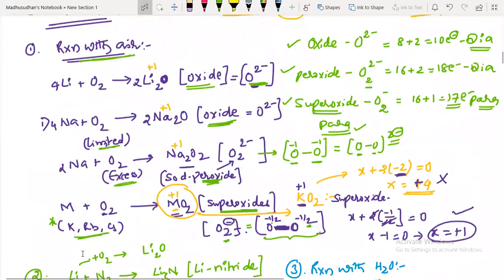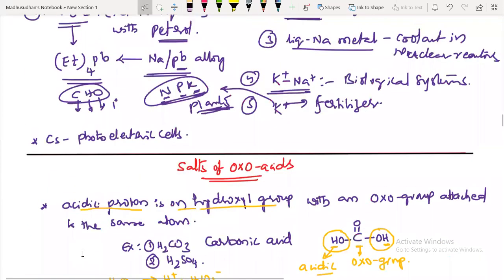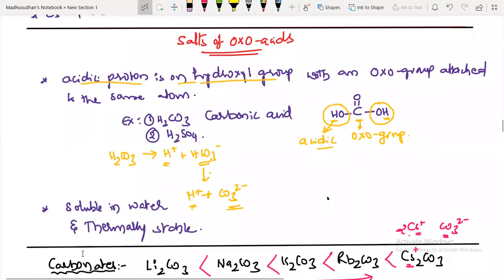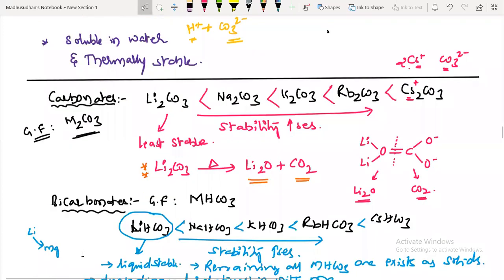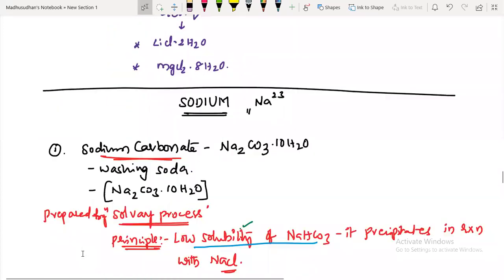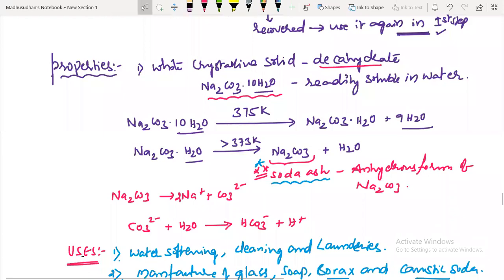In today's session, we have done these things, right? From here, salts of oxo acids. So all topics are fully covered from this chapter. You don't need to read the textbook now. Please go through our class notes only.